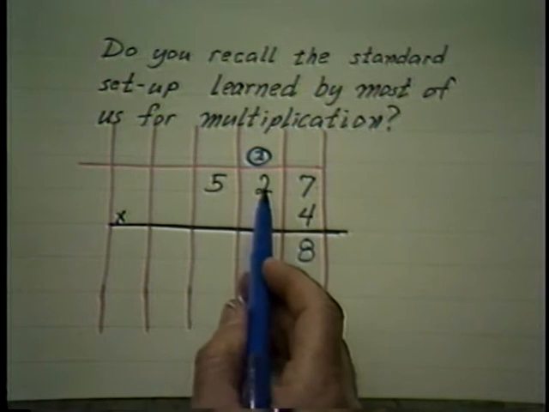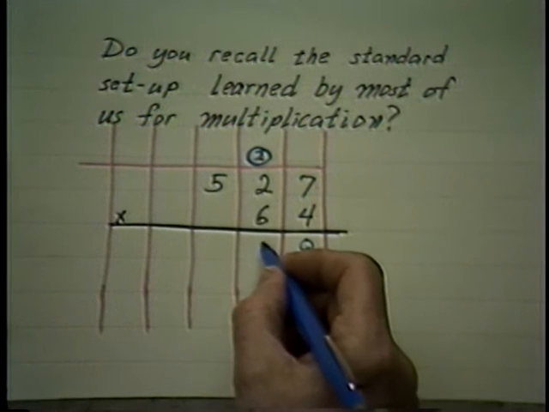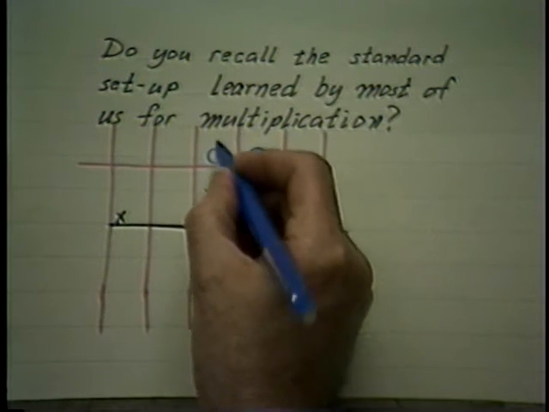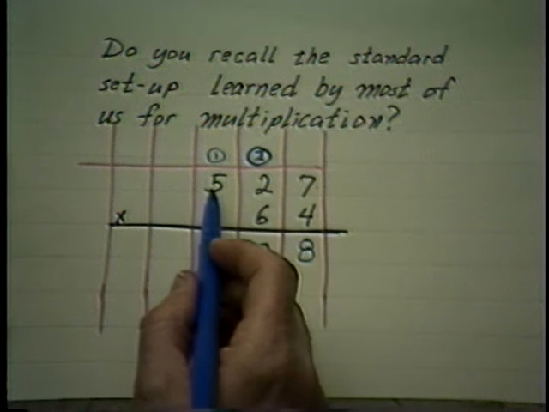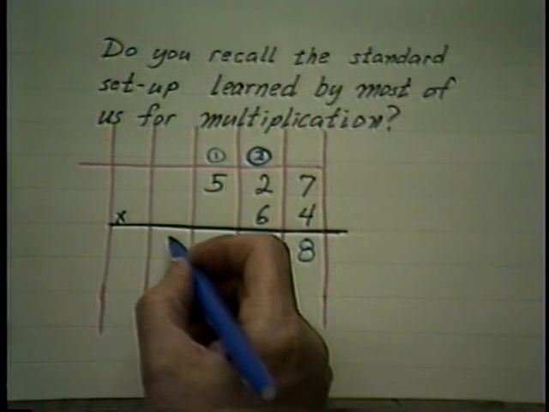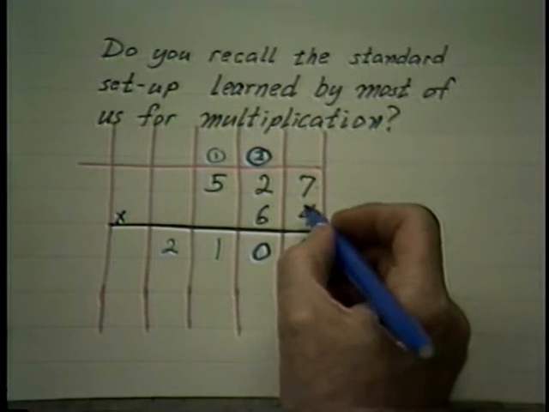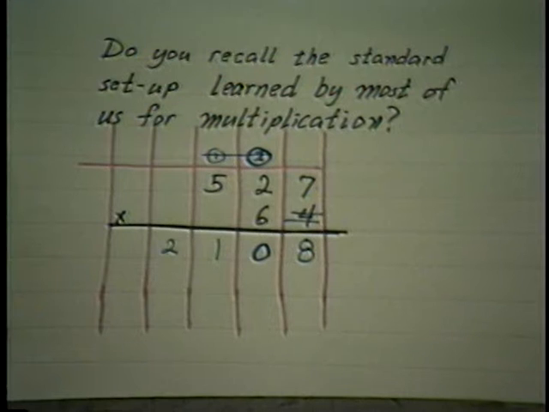Then we think 4 times 2 is 8, plus 2 is 10, no ones, and the 10 goes up here to the next column as a carry. 4 times 5 is 20, plus 1 is 21. Now we're through with these carries, and we're through with this ones digit.